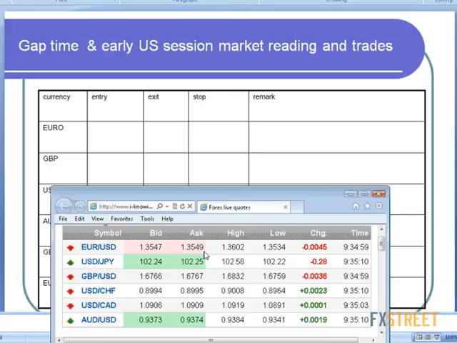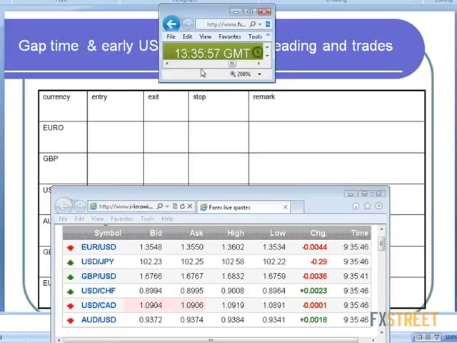Now, with regard to the market reading for the gap time, it did not come across much of a swing here. They just made a brief downward stop in the case of Euro, a downward stop in the case of GBP, and an upward stop in the case of Aussie. And also they just came down a little bit in the case of Canadian dollar. So no significant move. They had done it in all the currencies during the gap time. Now, the session starts at 13:30 GMT.